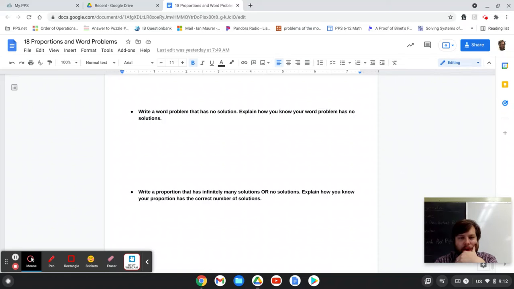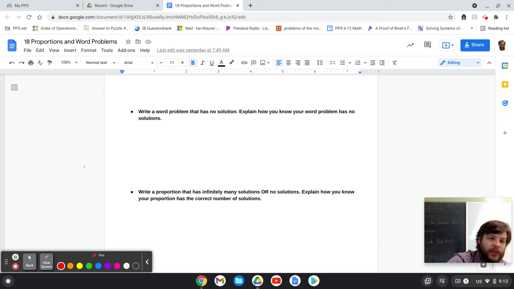All right, so I had somebody ask about writing a word problem that has no solution and explaining how we know it has no solutions. I'm going to approach this backwards. I'm going to just write down an equation that has no solution and then see if I can figure out a word problem that matches with that equation. So let's start with the no solution equation.